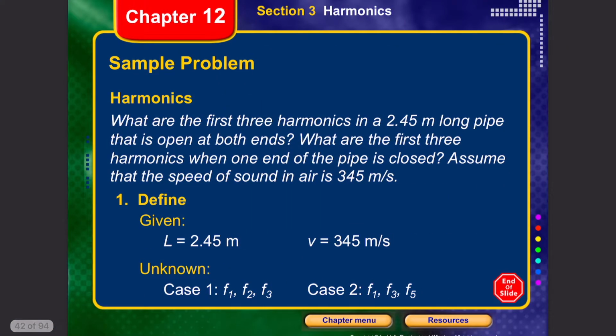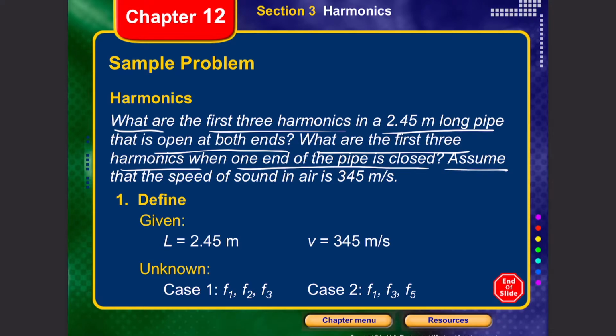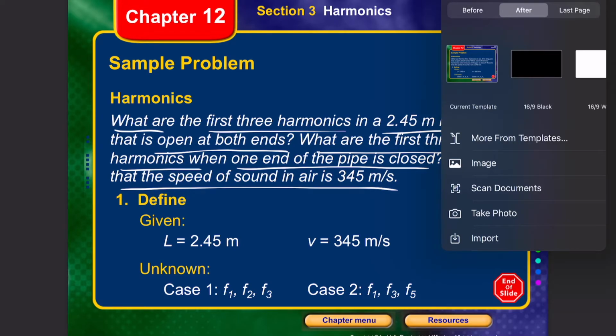Let's try a simple problem. They have given us: what are the first three harmonics in a 2.45 meter long pipe that is open at both ends? What are the first three harmonics when one end of the pipe is closed? Assume that the speed of sound in air is 345 meters per second. So they have given us the velocity, which is 345 meters per second.